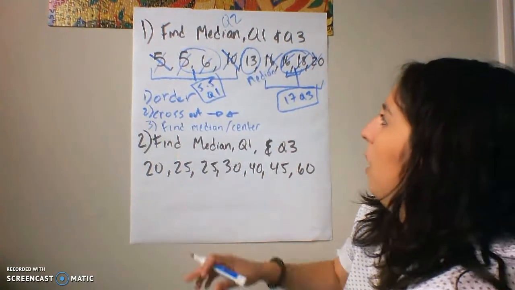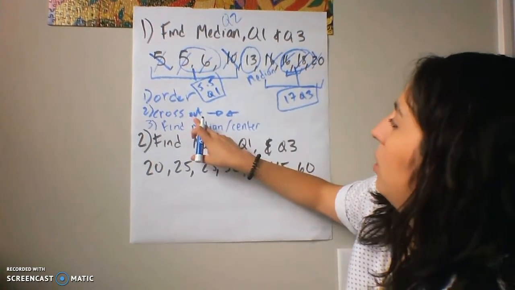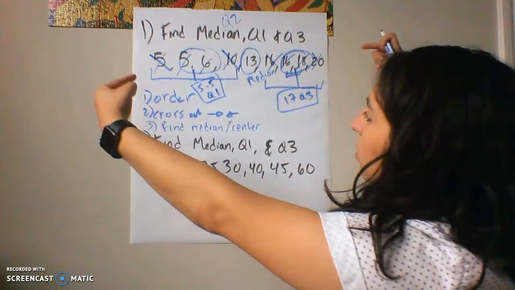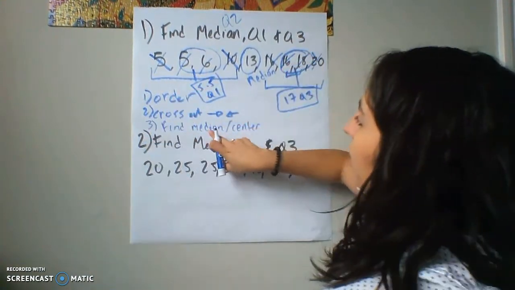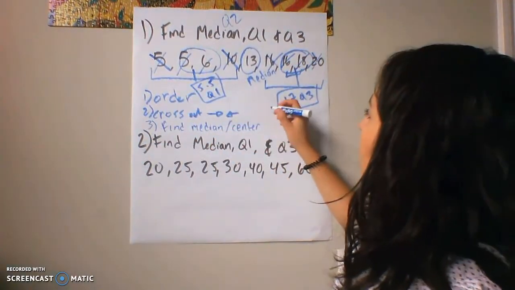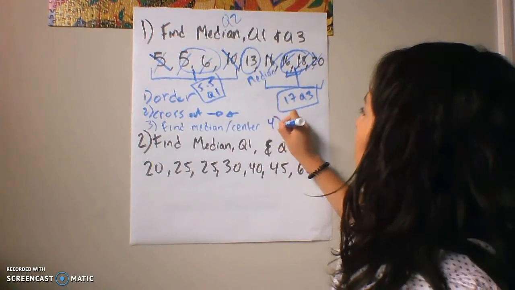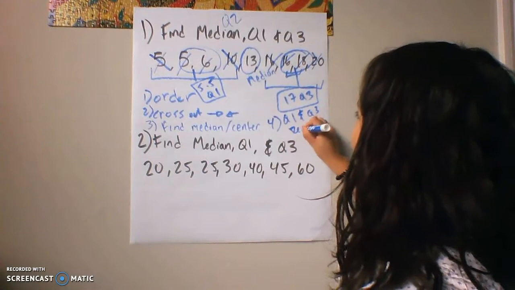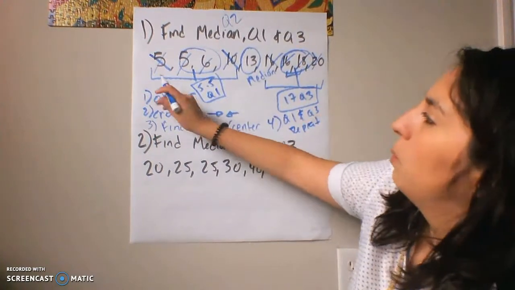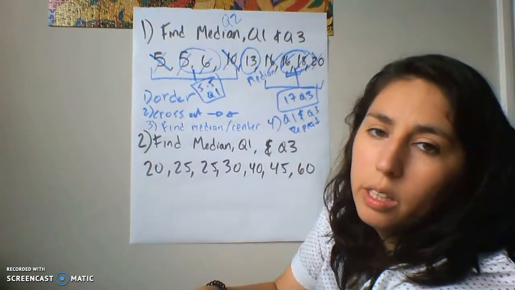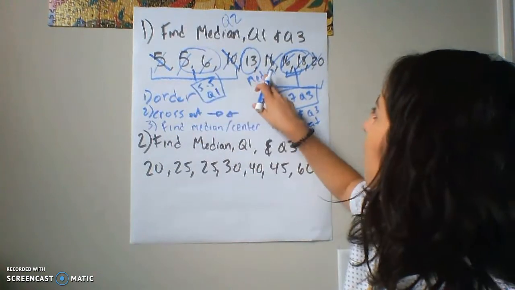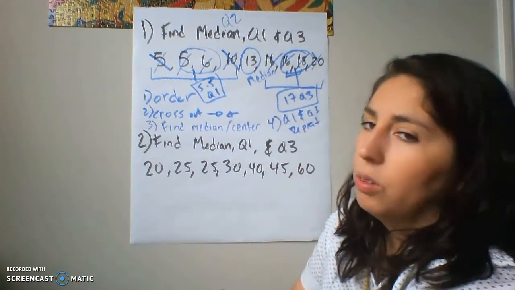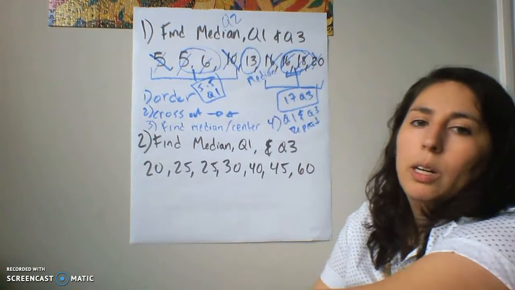So to recap, I put the numbers in order. I cross out 1 from the beginning, 1 from the end, working my way to the center to find my median. To find Q1 and Q3, you basically repeat. But you repeat only with the first half for Q1 and then the second half for Q3. Okay? We'll do that one more time.